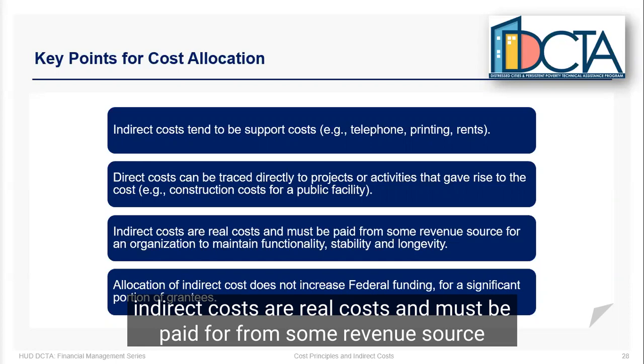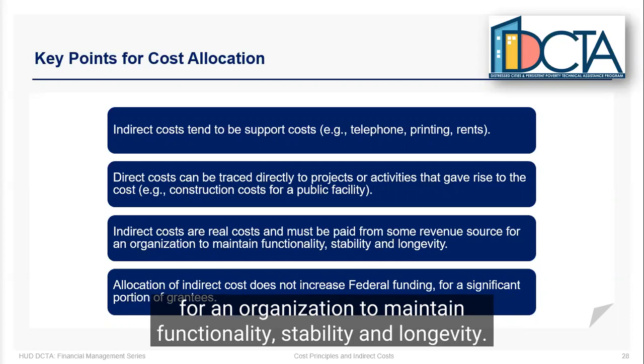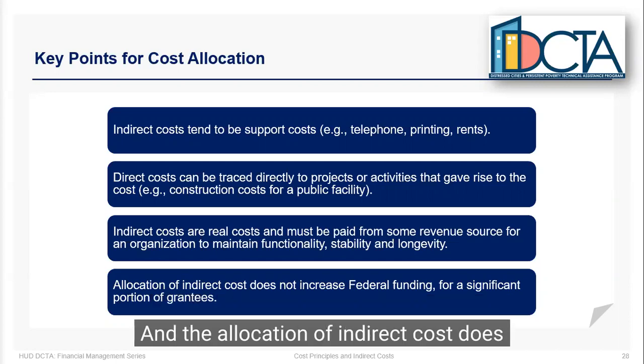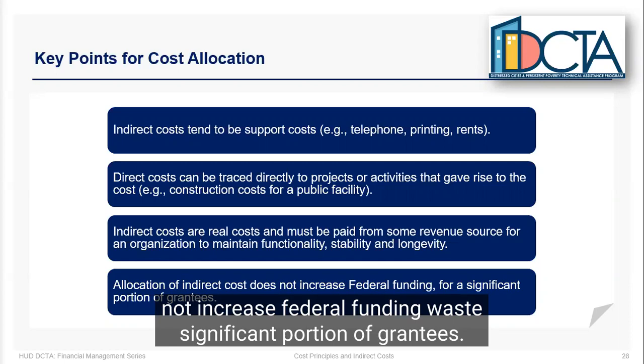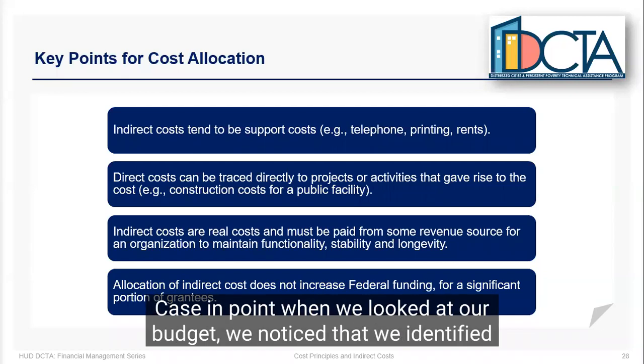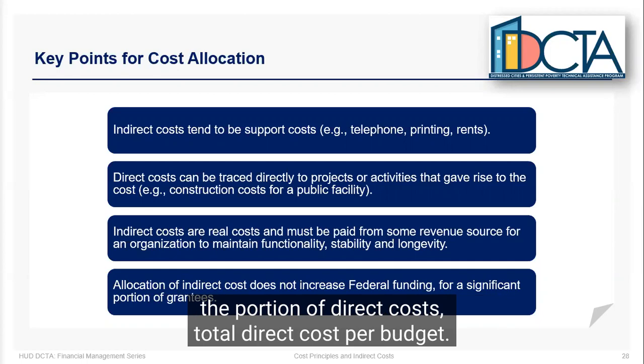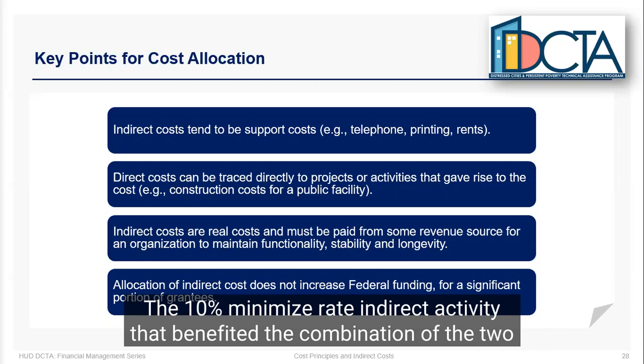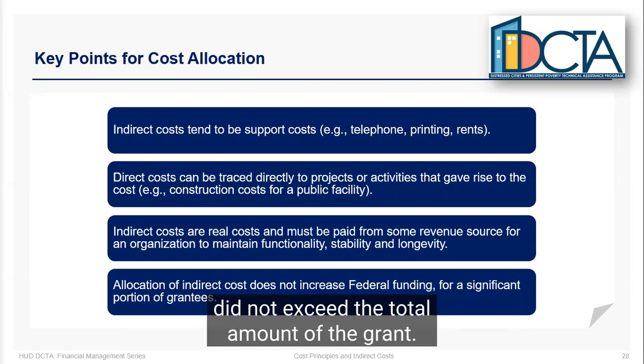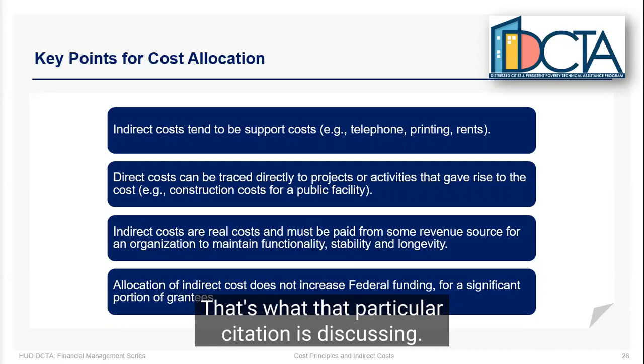Indirect costs are real costs and must be paid for from some revenue source for an organization to maintain functionality, stability, and longevity. And the allocation of indirect costs does not increase federal funding for a significant portion of grantees. Case in point, when we looked at our budget, we identified the portion of direct costs, total direct costs per the budget, the 10% de minimis rate, indirect activity that benefited, and the combination of the two did not exceed the total amount of the grant. That's what that particular citation is discussing.